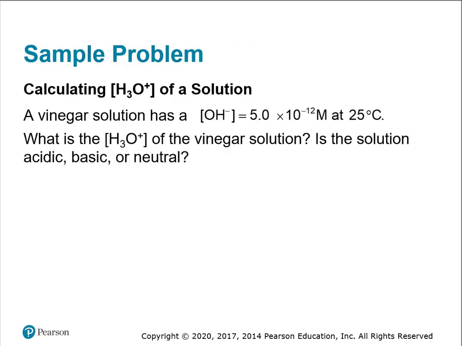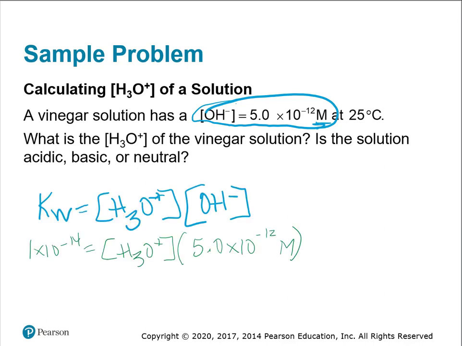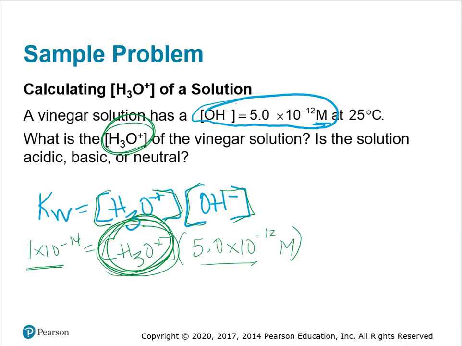A vinegar solution has a hydroxide concentration of 5 times 10 to the negative 12th molarity at 25 degrees Celsius. What is the hydronium ion concentration of the vinegar solution? Is it acidic, basic, or neutral? I started the setup here. We know that Kw is equal to the concentration of our hydronium times the concentration of our hydroxide. We know that Kw is 1 times 10 to the negative 14. We don't know H3O+, that's what it's asking us to find. We're given the hydroxide ion concentration. So to get H3O+ by itself, we're going to get rid of this 5.0 times 10 to the negative 12.